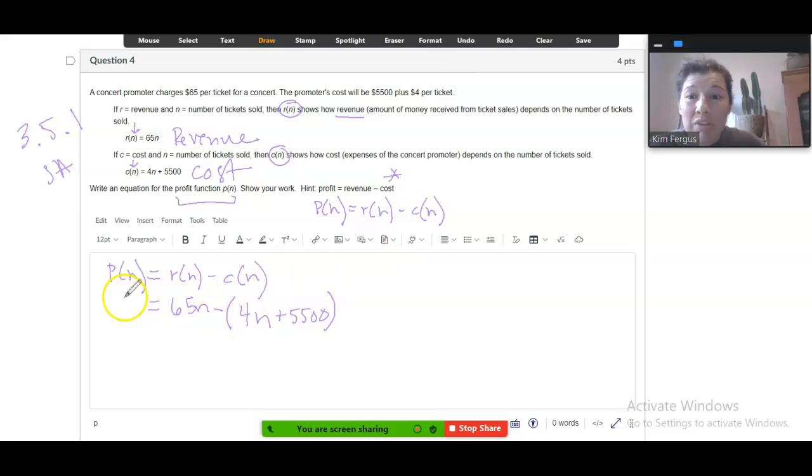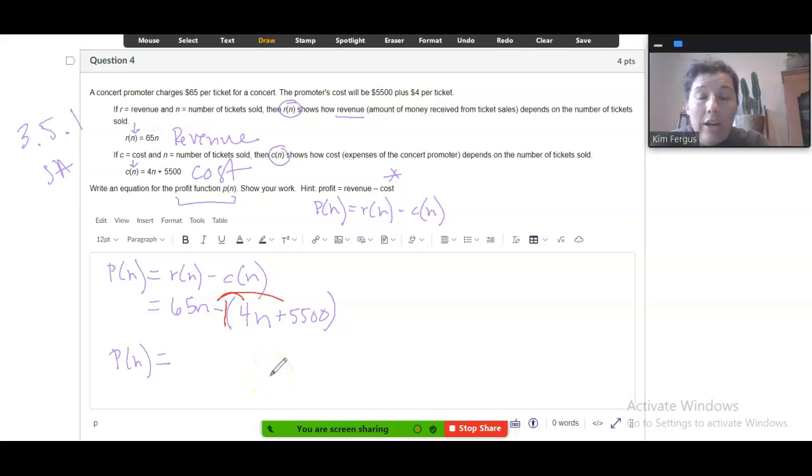So as you are simplifying your P of N function, you are going to want to distribute through that -1 to both parts in front of your parentheses to simplify your function. So your final profit function is going to be equal to this expression simplified. So distribute, combine like terms, and that's your profit function.